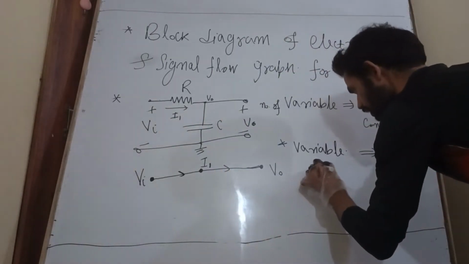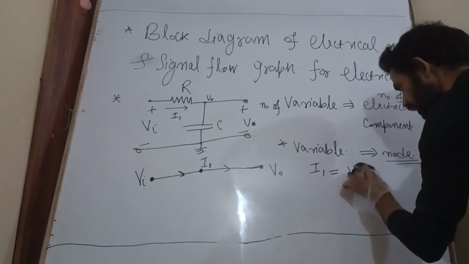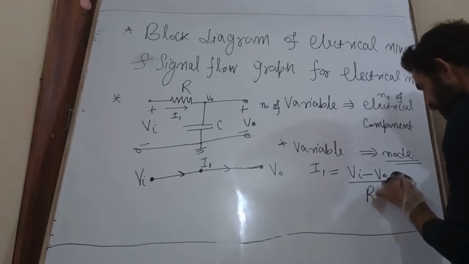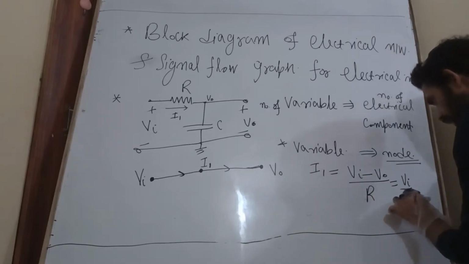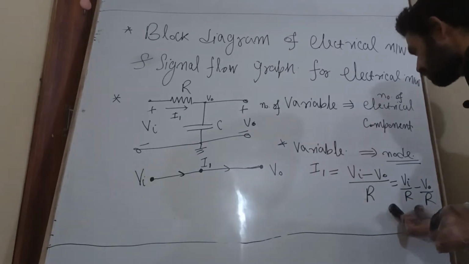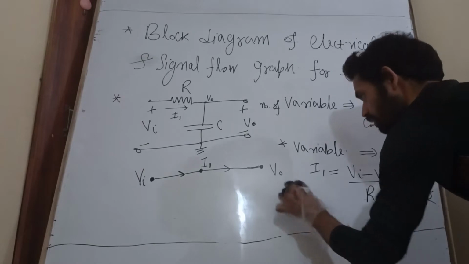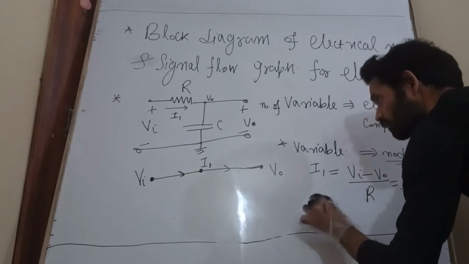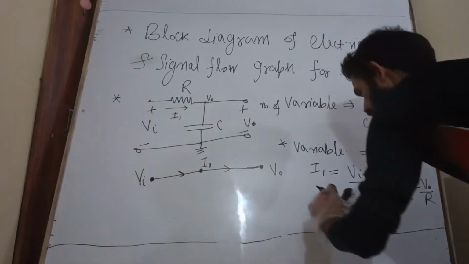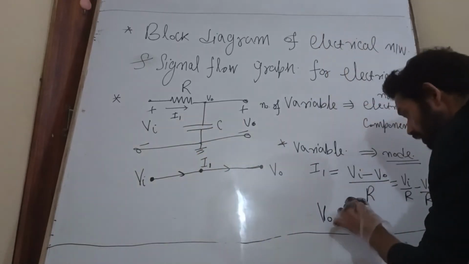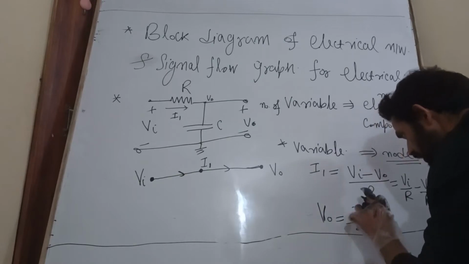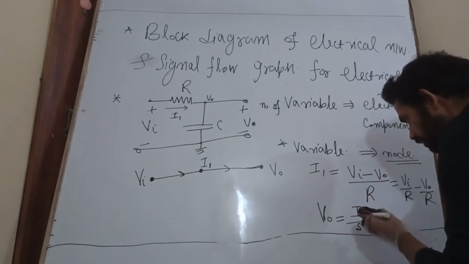Now just write the equation here. I1 is equal to what? I1 is equal to Vi minus V0, divided by R. Write it separately: Vi by R minus V0 by R. Now this node is V0. V0 is equal to the voltage across the capacitor, which is current into impedance. Current is I1, and the impedance of the capacitor is 1 by SC.